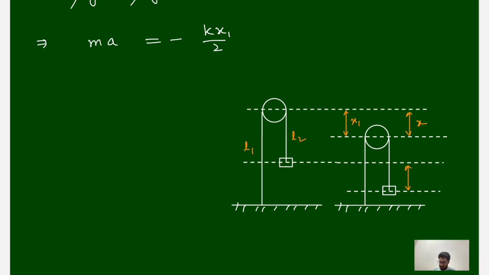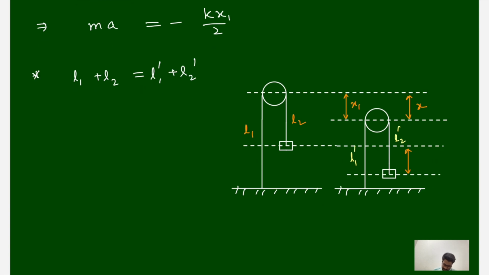There are two methods by which you can calculate. One is that the total work done by tension is equal to 0. That method also you can use. Here I am using L1 prime on this side and L2 prime. Now the total length of the string will remain the same. So L1 plus L2 is equal to L1 prime plus L2 prime. Now L1 is equal to x1 plus L1 prime, so you use that, otherwise L1 prime is equal to L1 minus x1.